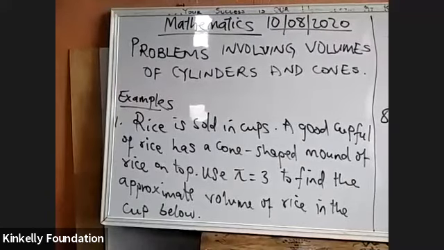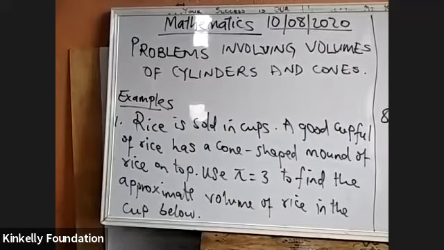In today's class, we'll be looking at the problems involving volumes of cylinders and cones. I have an example given. Rice is sold in cups. A good cup full of rice has a cone-shaped mold of rice on top. Using pi as 3, you have to find the approximate value of the volume of rice in the cup below.